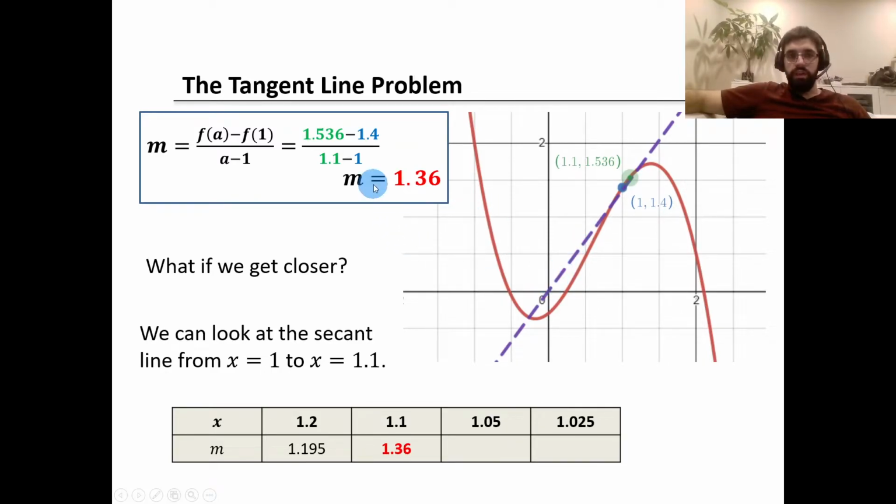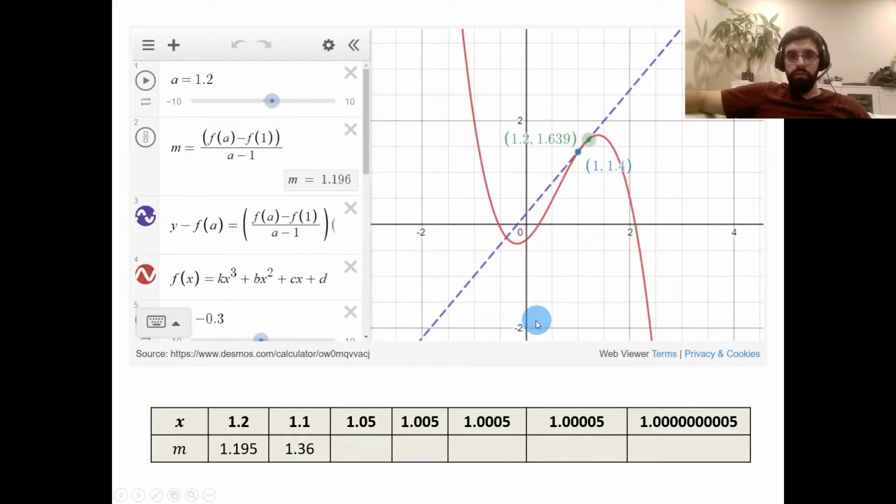So if we look at this, f of 1.1 is going to be 1.536. And so if we look at the rate of change, or the slope, we get a slope of 1.36 on this secant line. And so we're talking about limits here as this x value approaches 1, not equal to 1, but as it approaches 1, what's going to be the limit of our slope? How high is this going to go? So let's take a look.